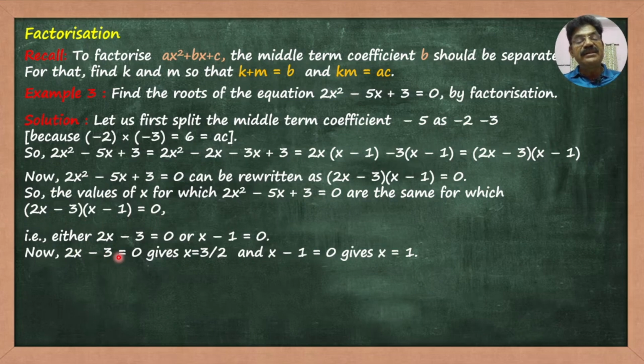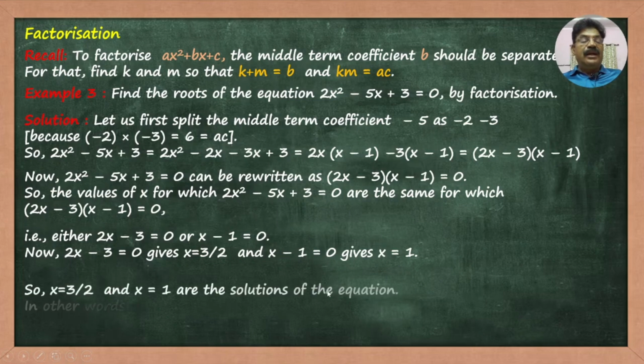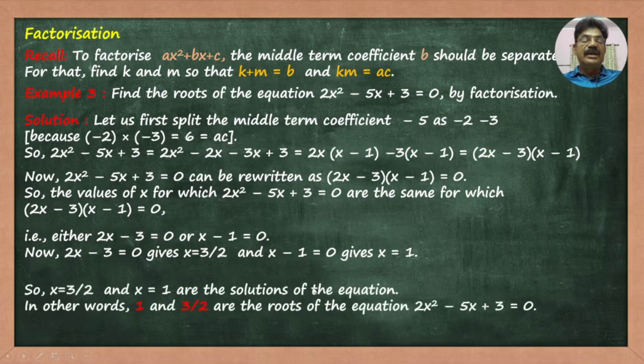Therefore, 2x − 3 = 0 gives x = 3/2, or x − 1 = 0 gives x = 1. So x = 3/2 and x = 1 are the solutions of the given quadratic equation. Or in other words, we can say 1 and 3/2 are the roots of the quadratic equation 2x² − 5x + 3 = 0.